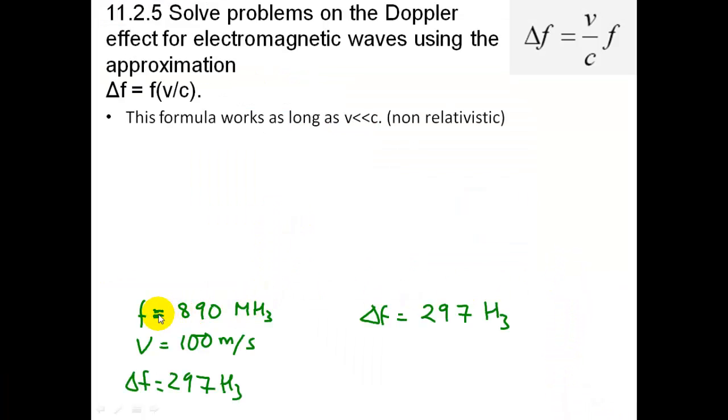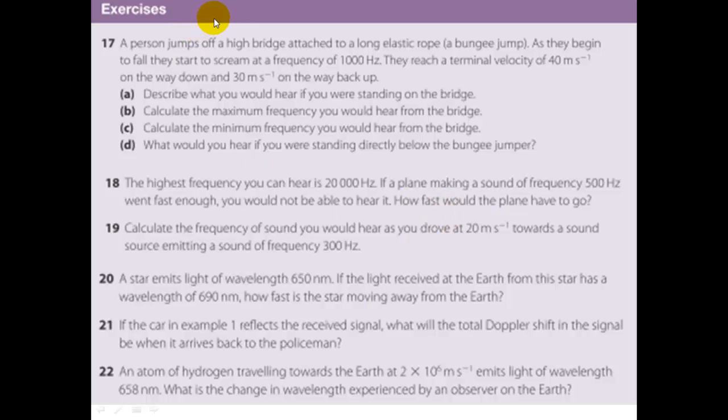If we have a problem, let's say that a frequency is emitted at 890 megahertz, the velocity of the source is 100 meters a second, the speed of light is 3 times 10 to the 8 meters a second. What would be the shift in frequency if this body is moving towards you at 100 meters a second? It will be 297 hertz. So try to put that into the formula and work that one out. We have some problems I would like you to do. So pause here and try to do these problems.